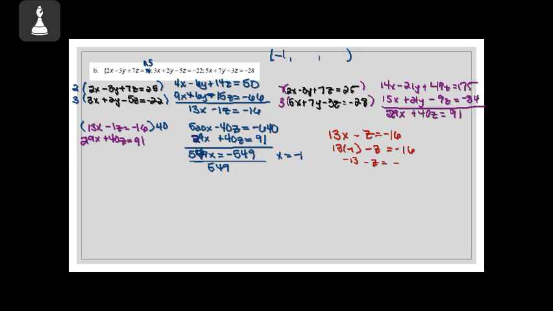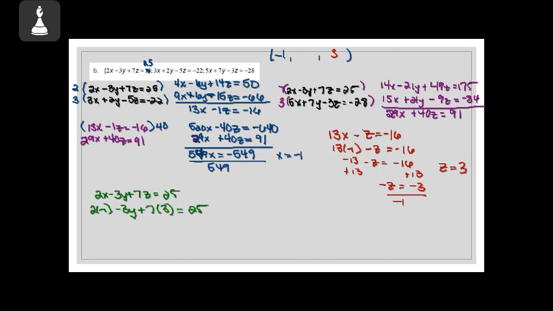And lastly, you can pick from any of the equations. I'll take the first one. 2x minus 3y plus 7z has to equal 25. So 2 times negative 1 minus 3y, we don't know y, plus 7 times 3 equals 25. So I've got negative 2 minus 3y plus 21 equals 25. Got 19 minus 3y equals 25. So if I subtract 19, negative 3y equals 6. If I divide by negative 3, y is negative 2.